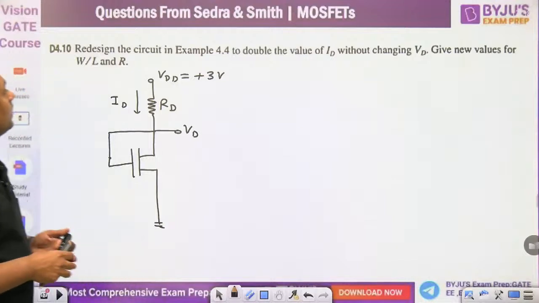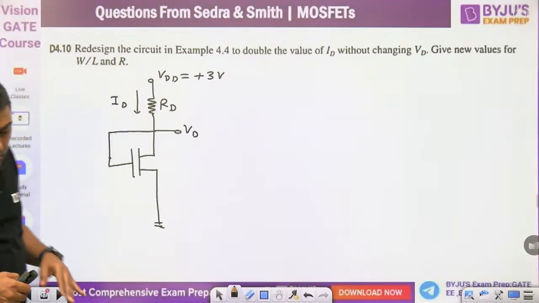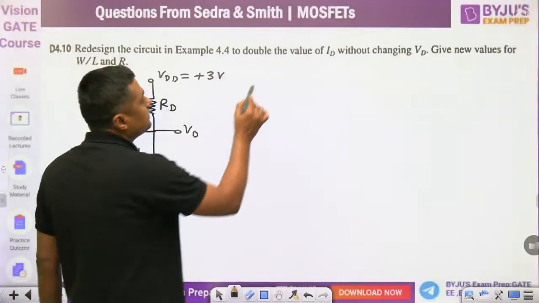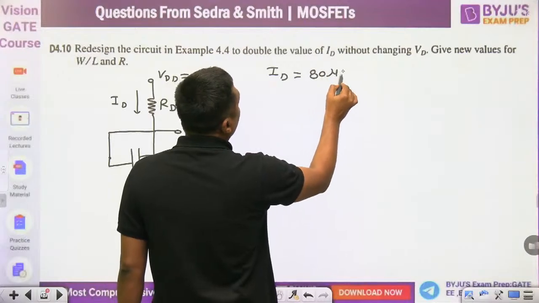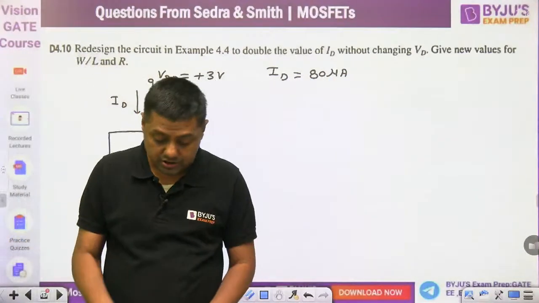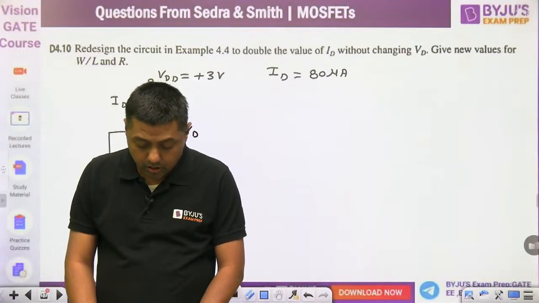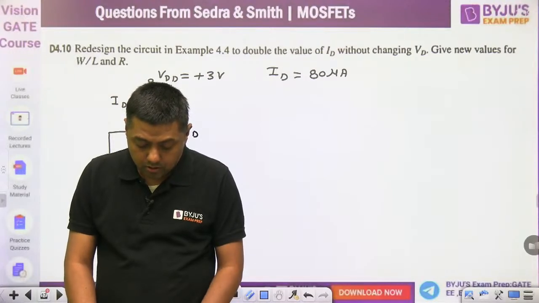Now, redesign the circuit in the example to double the value of ID. So what was the value of ID in example 4.4? That is 80 microampere. Remember, initially it was 80 microampere. Now 160 microampere is required. That is the question given here. And redesign means find the value of R.